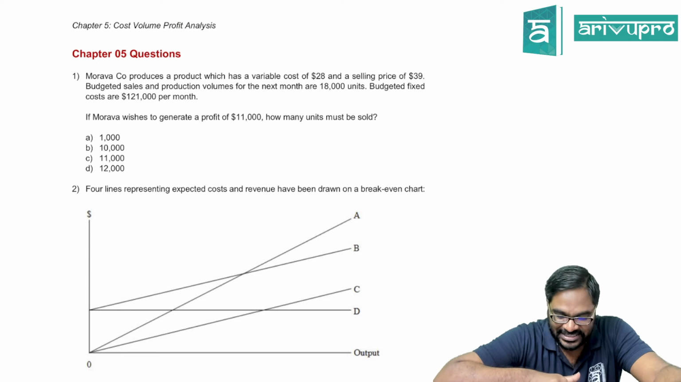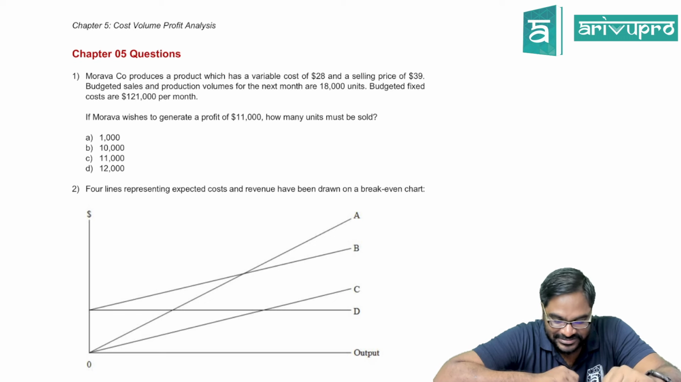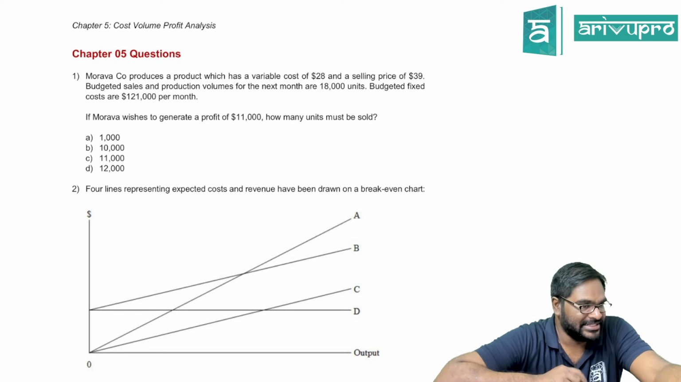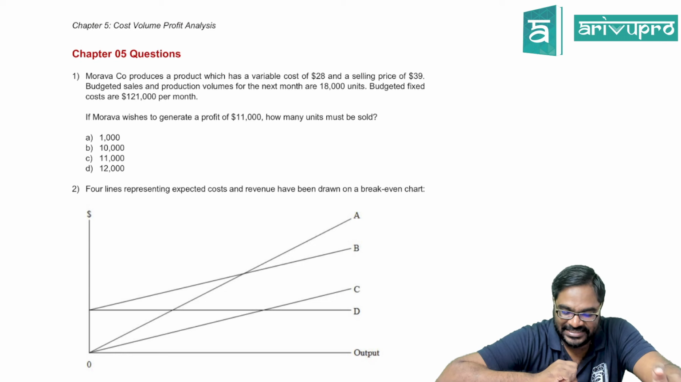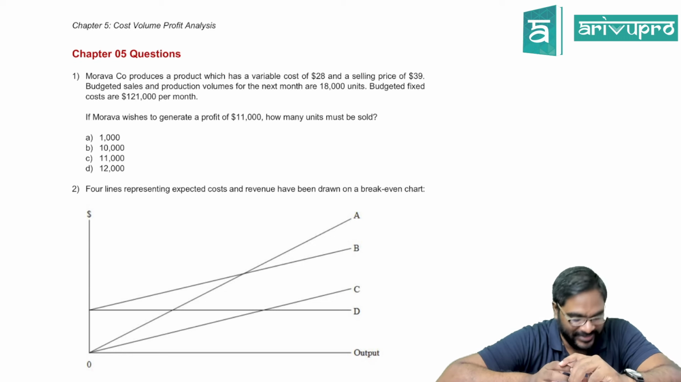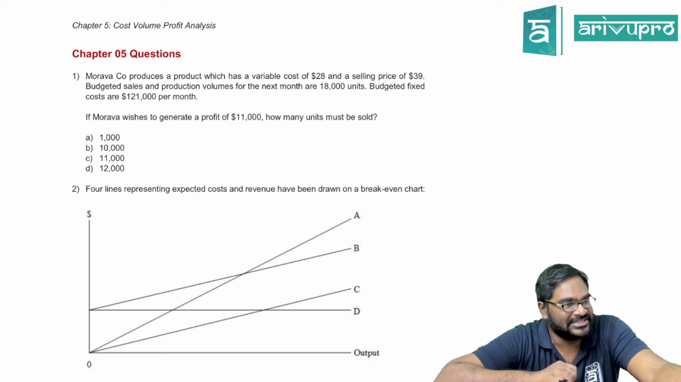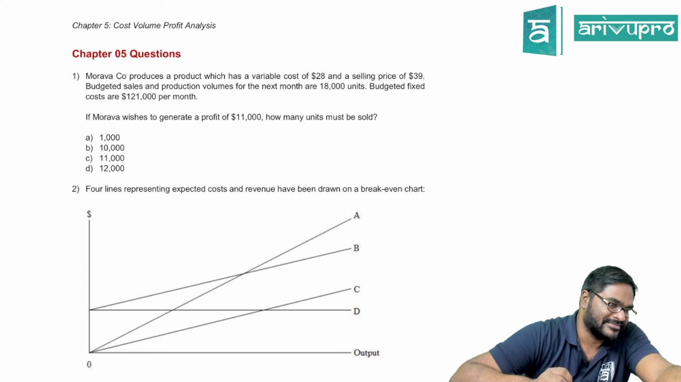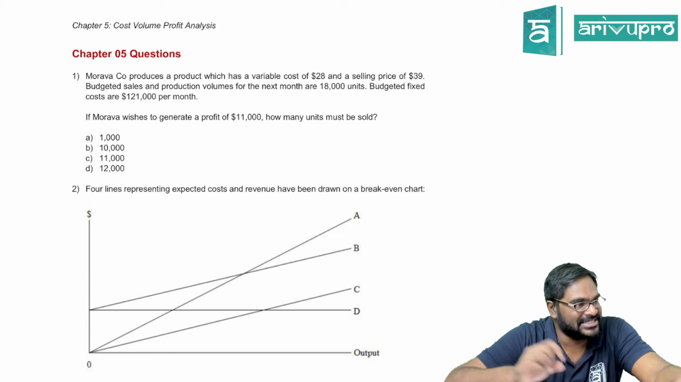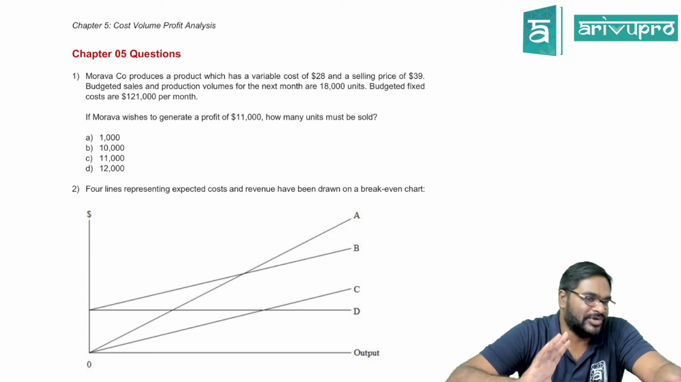That means our selling price is 39 and variable cost is 28. So the gap between these two would be the contribution. How much is the gap between 39 and 28? Great. Then 121,000 plus 11,000. How much? 132,000, right? That divided by 11 will also give you the same answer. The same mechanism. So either way is fine.